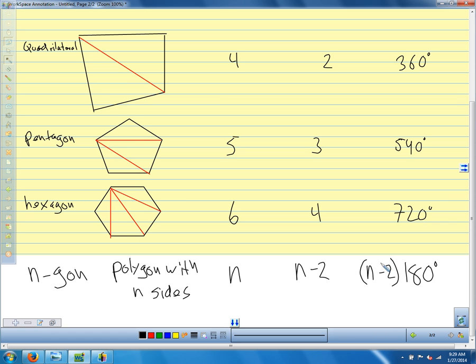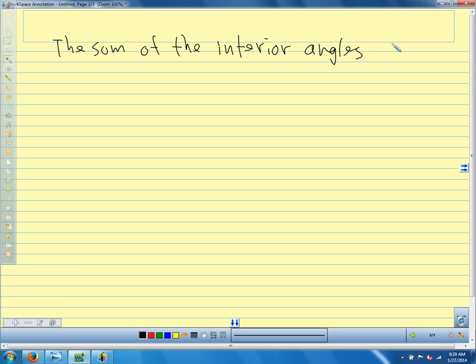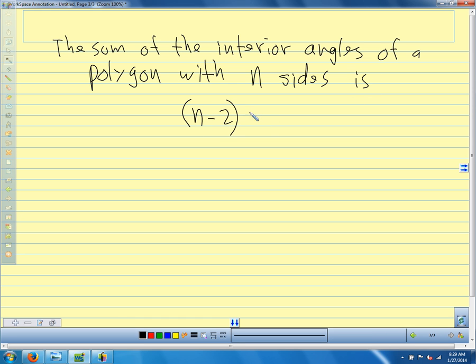So let's write that out. The sum, which means altogether, of the interior angles of a polygon with n sides is n minus 2 times 180.